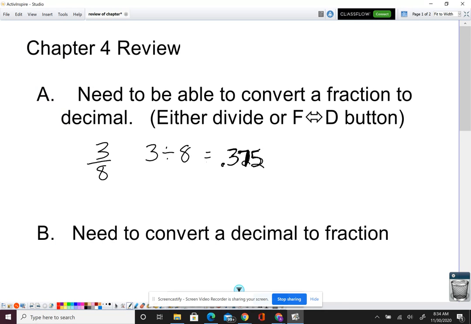So that's one way, just put it in as a division problem. The other way is if you put it in that way and your calculator gives you a fraction, then you hit that F to D button. I'm looking for it on my calculator. I don't know where it is on mine. Oh, there it is. 3.75. So, questions on how to do that?